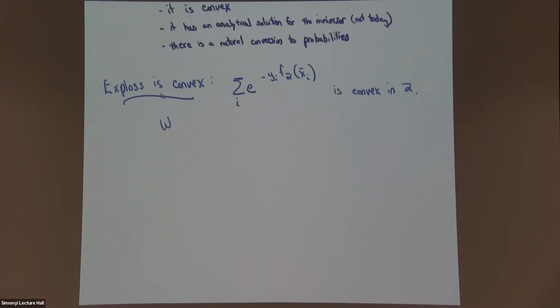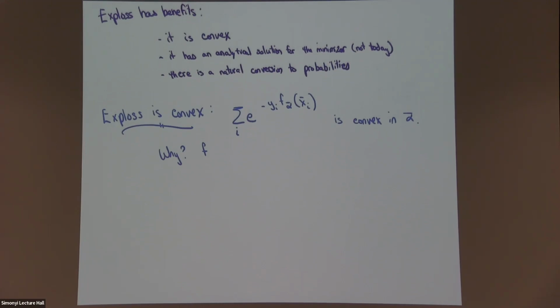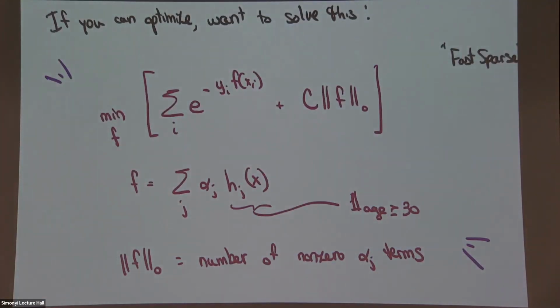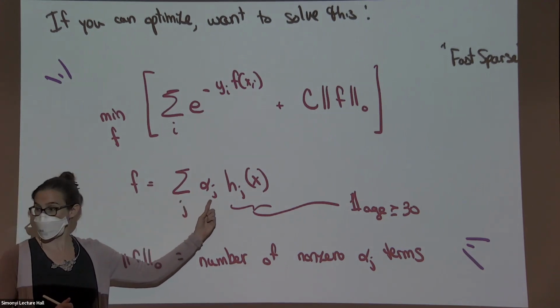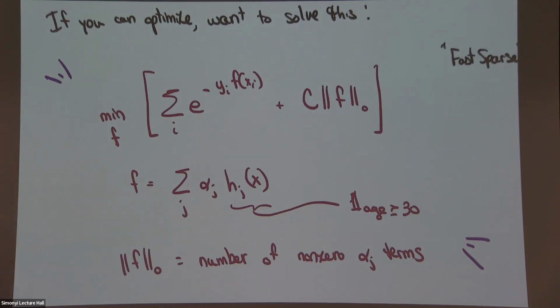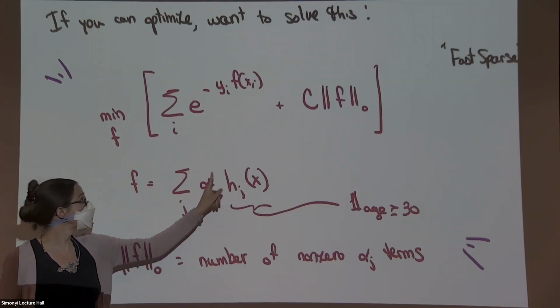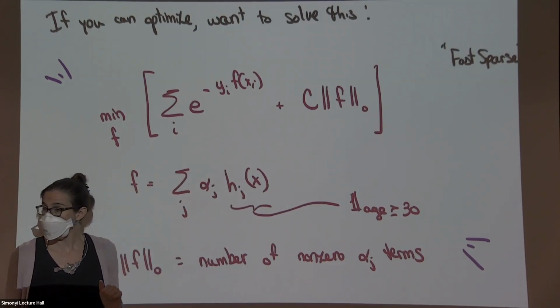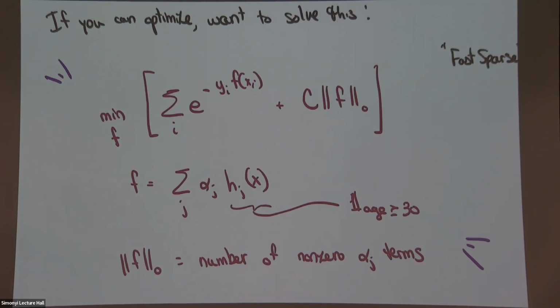So why is this true? Well, can you remind me what alpha is again? Because it's not yi and xi. Oh, I see, it's a description of f. f is parameterized by alpha, the coefficients of the linear model. This is what we're optimizing, and this L0 term is on the alphas. The alphas are the weights.